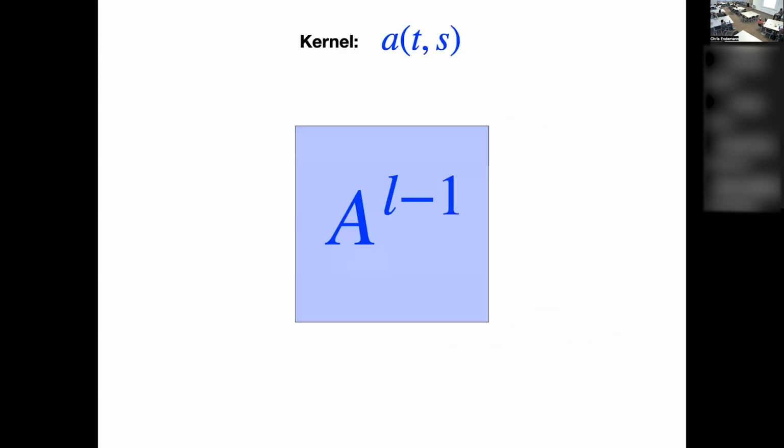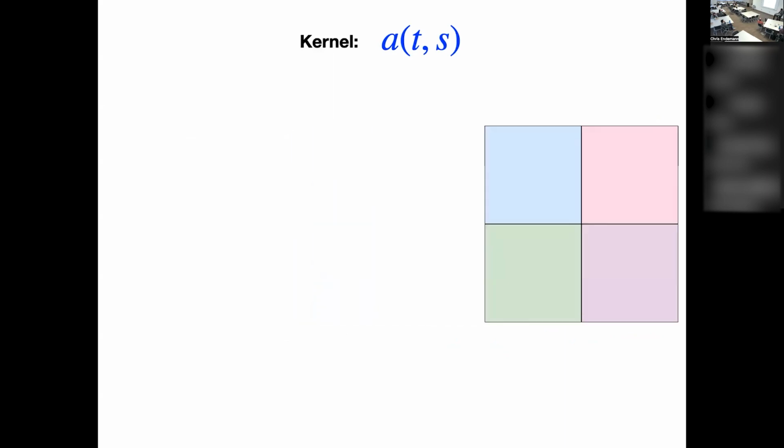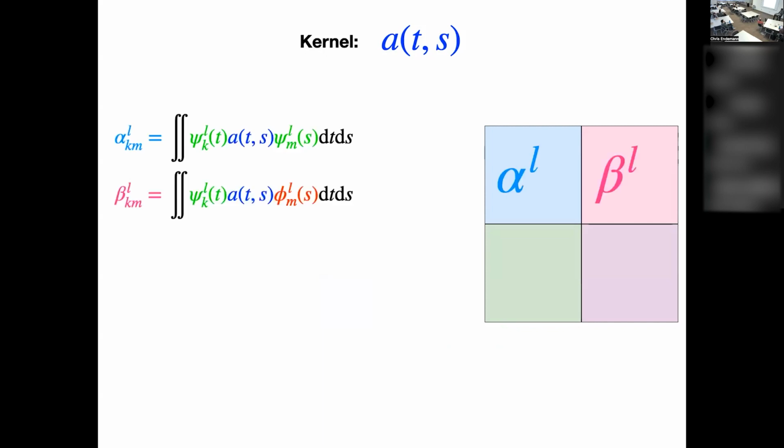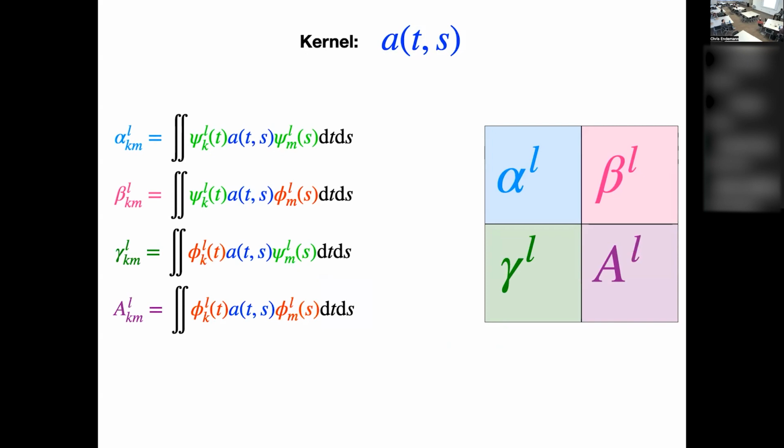So let's look at how the decomposition works. This is the kernel matrix that we will get out of the small a. On top of this, if we perform the 2D multi-resolution decomposition, we will end up with 4 different component matrices. Each of these are essentially 2D integrals involving the wavelet functions. So we'll have alpha, beta, gamma, and then the A matrix at the next level.